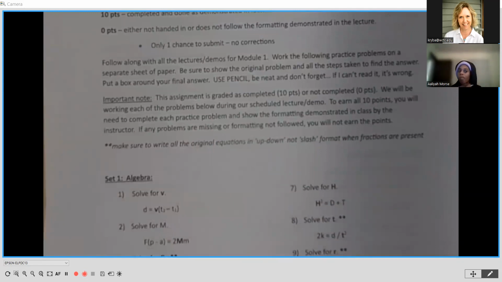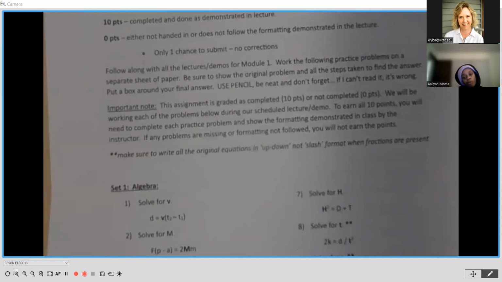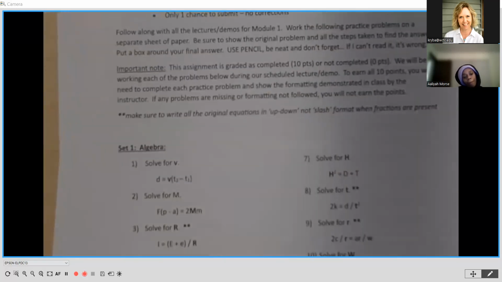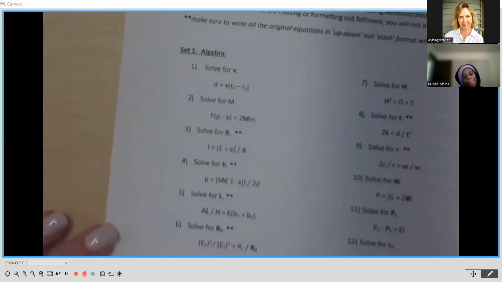And remember, it's 0 or 10. I'm not going to give anything in between. I'm telling you right up front, you've got to do them like this, and I'm giving you the answers. So it's a matter of just following along and copying, basically. But you're working along with me.